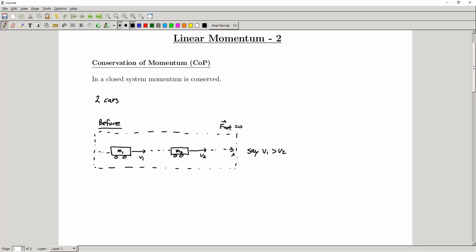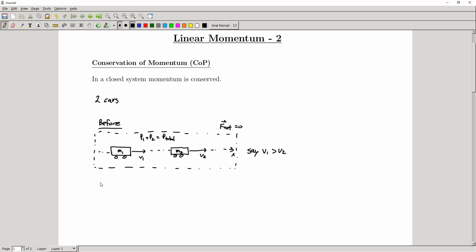Initially, before the collision, like what we see in this first diagram, we're going to have some initial momentum for car 1 and some initial momentum for car 2, and this is going to be our total momentum inside the system.